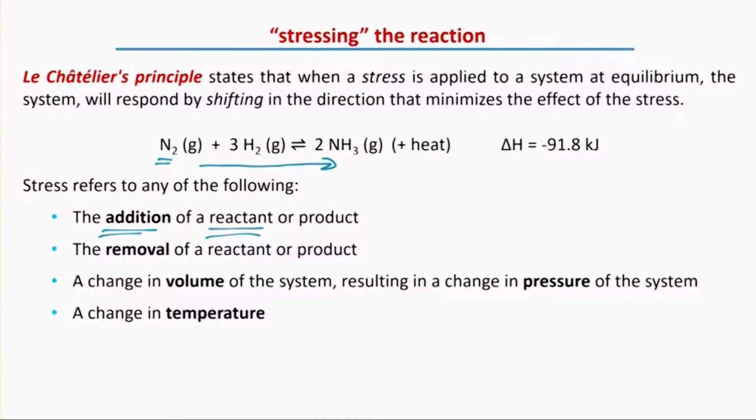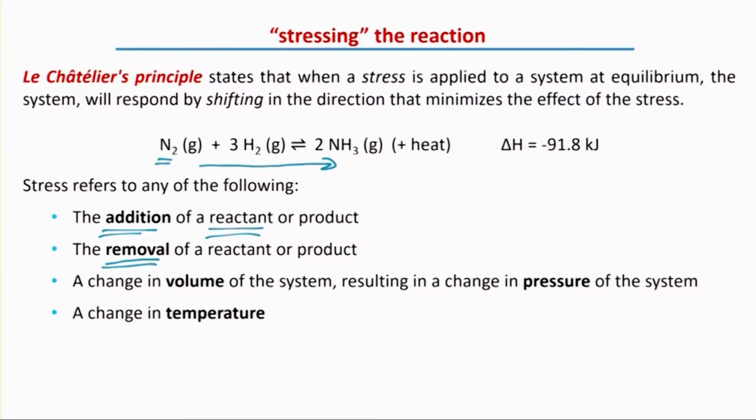The forward rate might become a little bit faster now, and you might make more product, and then again an equilibrium will be established. Same thing with removal of something. So if you take away a product, let's say we have this reaction, we've reached equilibrium, and we remove the NH3 that was produced, the reaction will then shift to make more of whatever was removed. So this way would again shift to the right-hand side.